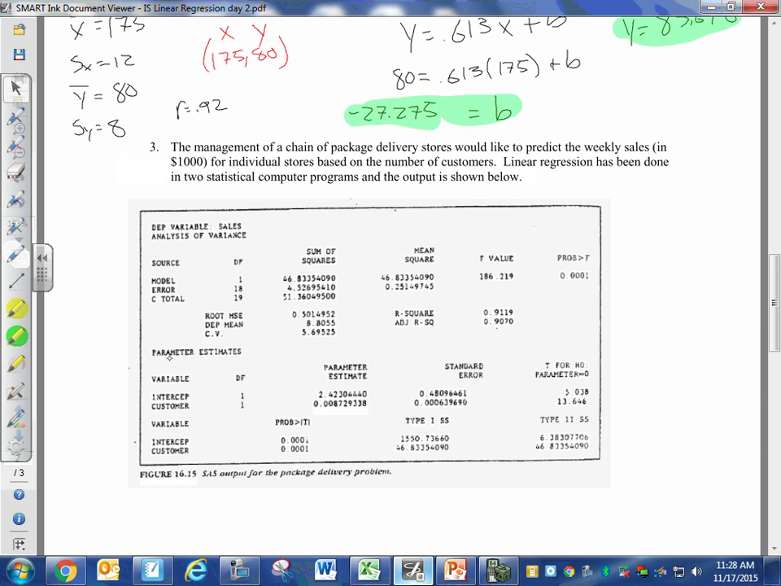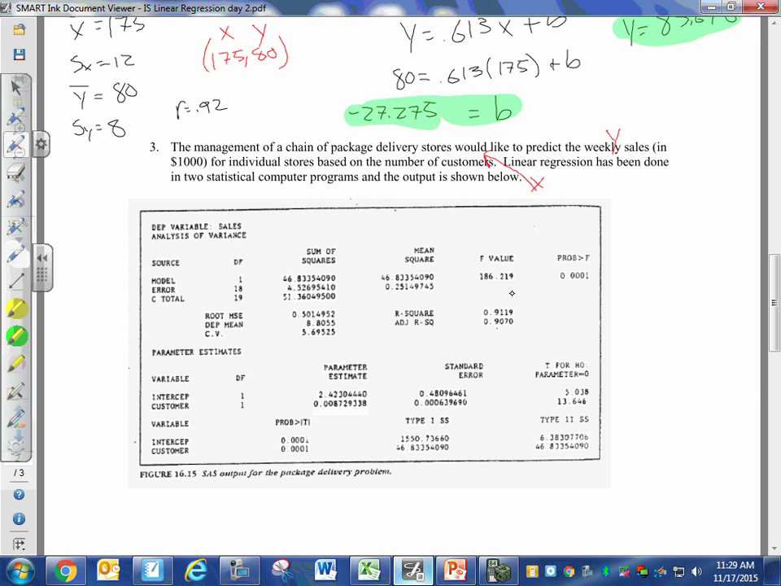Examples of outputs from computers of a data set. We're talking about the management of a chain of package delivery stores who would like to predict the weekly sales in thousands for individual stores based on the number of customers. So we're trying to predict the weekly sales. That's going to be my y. The number of customers is going to be my x. It's very important to understand the y and the x. Linear regression has been done in 2 statistical computer programs, and the output is shown below.